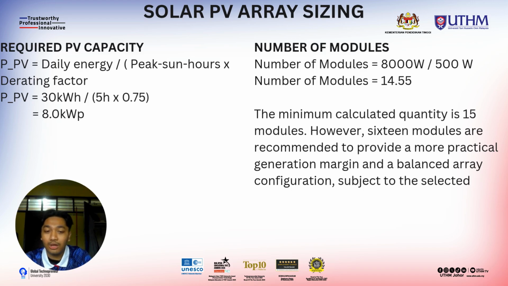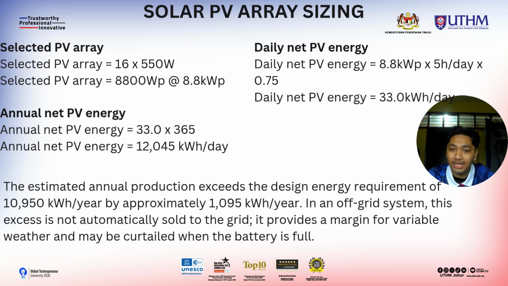So we need to calculate the number of modules. We take the PV capacity from before, which is 8 kilowatt, and divide it by 550 watt. So we get the number of modules as 14.55. However, the minimum calculated quantity is 15 modules, but we round it up to 16 modules, which is recommended to provide a more practical generation margin and a balanced array configuration, subject to the selected inverter and MPPT voltage limit.